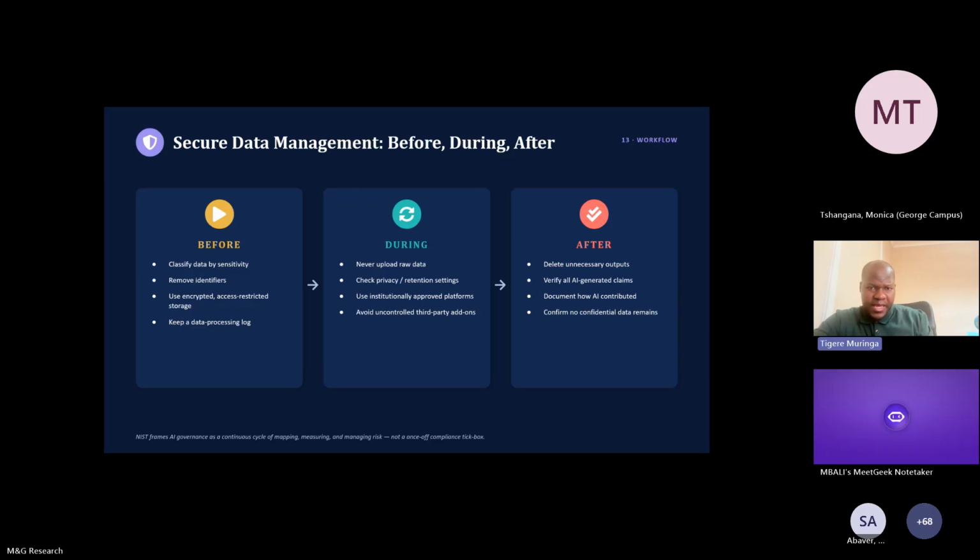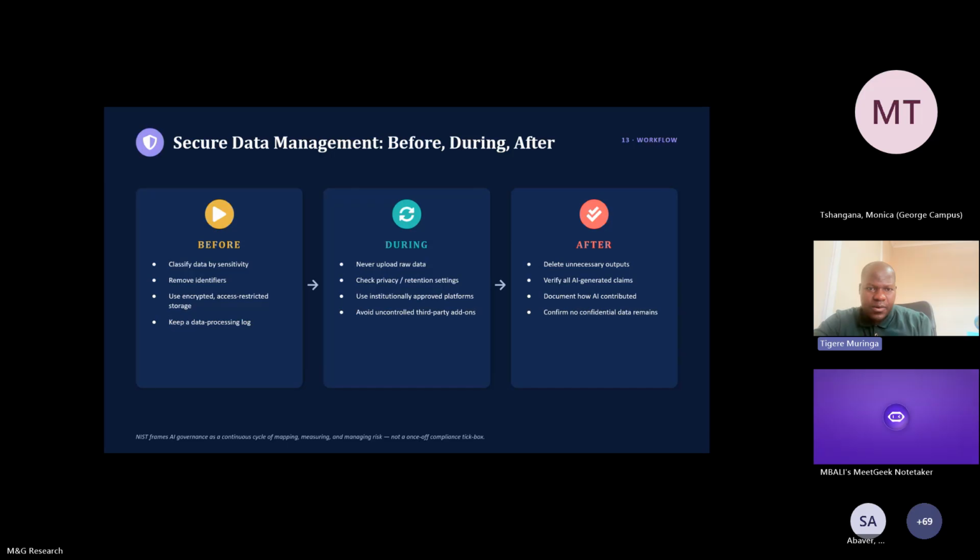a responsible AI workflow begins before the researcher opens an AI tool, right? I always advise that researchers should classify data by sensitivity, remove identifiers, store raw data separately from working documents, use encrypted storage, restrict access, maintain version control, and keep a data processing log.